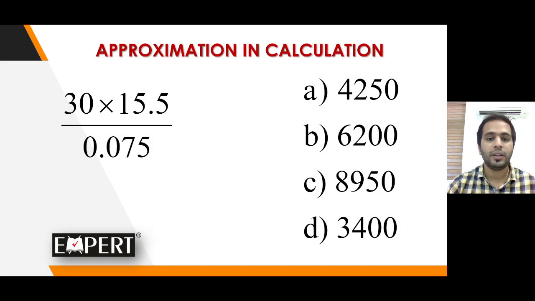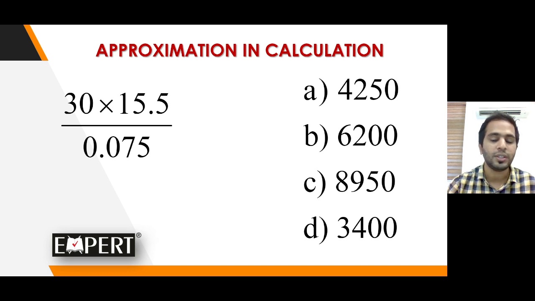And some of them require an approximation in calculation. So for example, in this particular question, you have 30 into 15.5 by 0.075. Now of course, if you try to do the exact calculation here, you will take a lot of time, but you also know here 15 5 times is 75, so the denominator is somewhere around 5 into some factor of 10 to the power something, but 30 by 5 is 6, so the answer should be 6 something. That should be your approximation here.